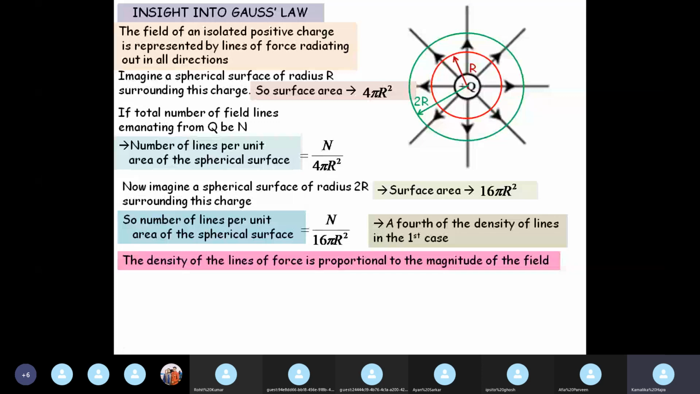However, you all know, we just saw what the field due to a point charge is. So the field due to the charge Q at a distance capital R from it, which means at any point on the surface of the red sphere, the value of the electric field is Q by 4 pi epsilon naught capital R square. Whereas the value of the electric field at a distance 2R, that is at any point on the surface of the green sphere, is Q by 4 pi epsilon naught into 2R whole square.